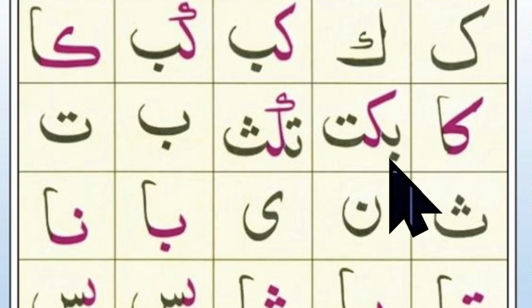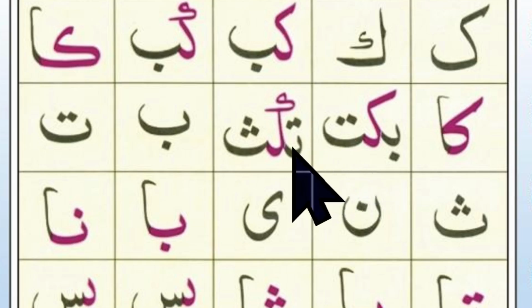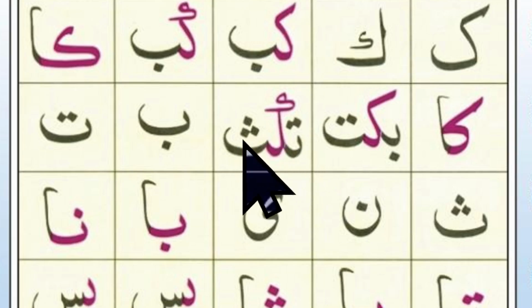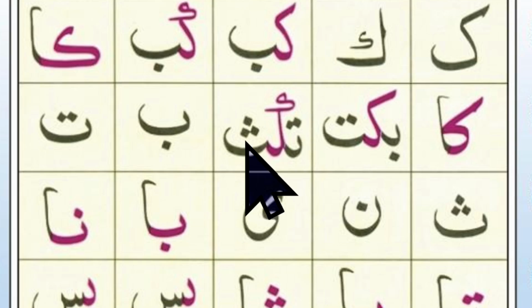In the next, also here 3 letters again. First one is ba, and then the purple one is kaf, and then ta. Ba, kaf, ta. And then the next one with the 2 dots is ta, then kaf, then sa. Ta, kaf, sa.